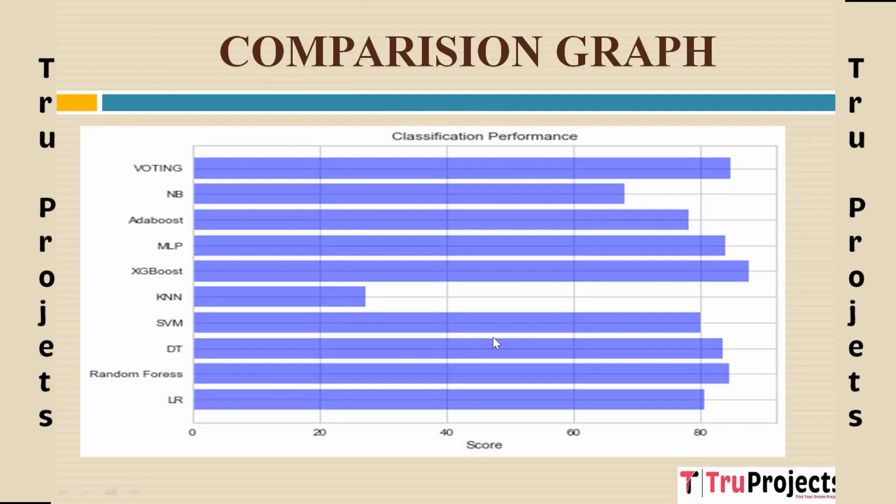Comparison graph. This is the accuracy comparison graph. On the x-axis we have the accuracy score, and on the y-axis we have different types of algorithm. And from this graph we can say that XGBoost performs well.